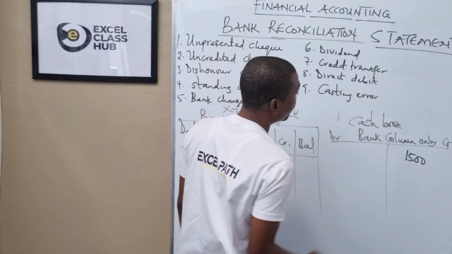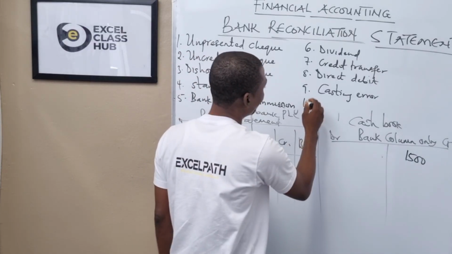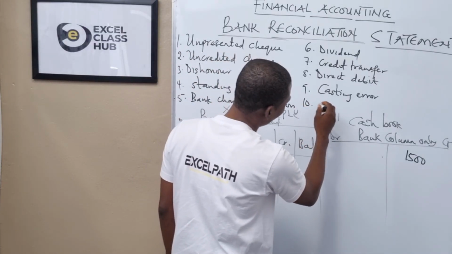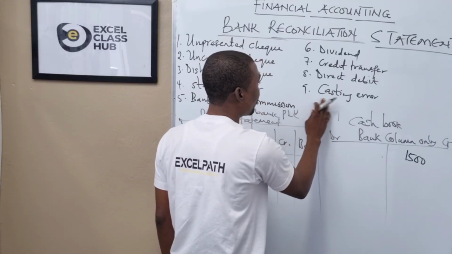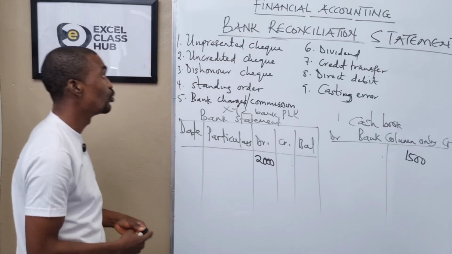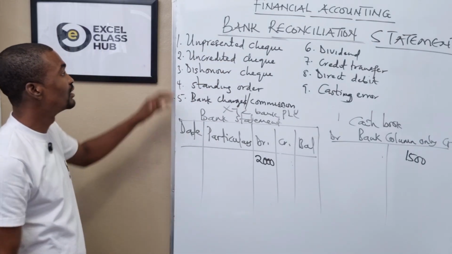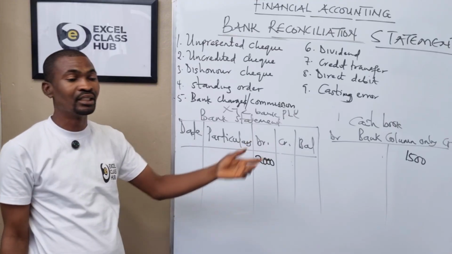Casting error. That's error in addition or subtraction. Then number ten, you can have undercast or overcast. We are going to categorize it under the casting error when I'm explaining. So these are the reasons for disagreement between the bank statement and the cash book.